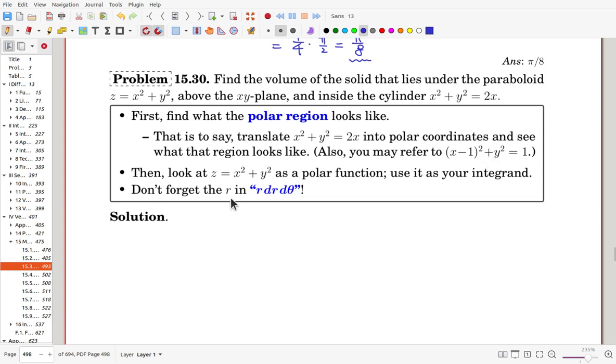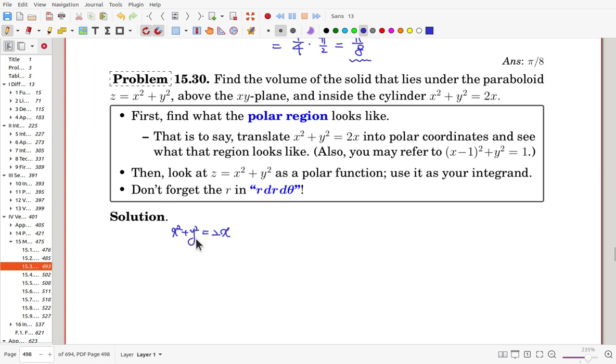Okay. Now, here for the integrand, you have to change this one into polar coordinates. And now dA will be changed to r dr d theta. Everything else is okay except that one. Now for this one, x squared plus y squared equals 2x, and the region is inside this cylinder.